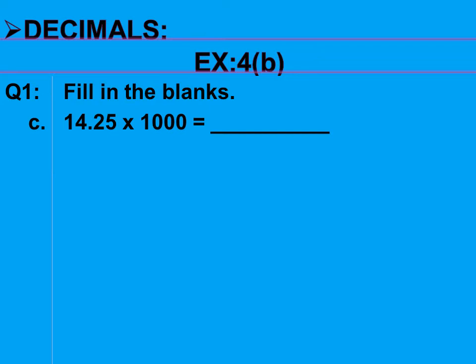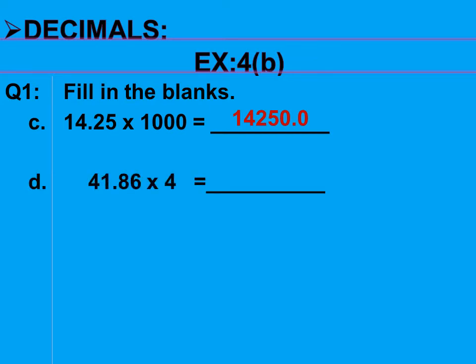14.25 is the given decimal number, but we have 2 digits after the decimal point. So first we will put another digit, that is 0. Okay, first we will put 0 and then we will move the decimal point, that is 1, 2, 3, and we will get the answer like 14,250.0.